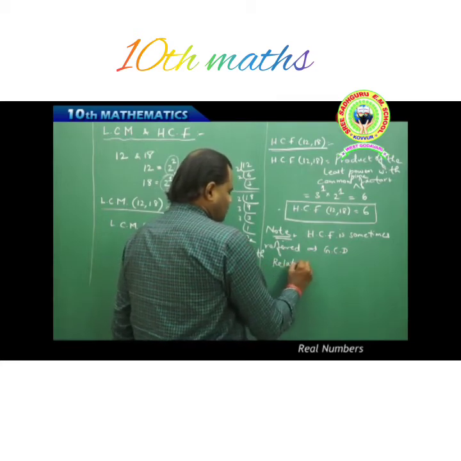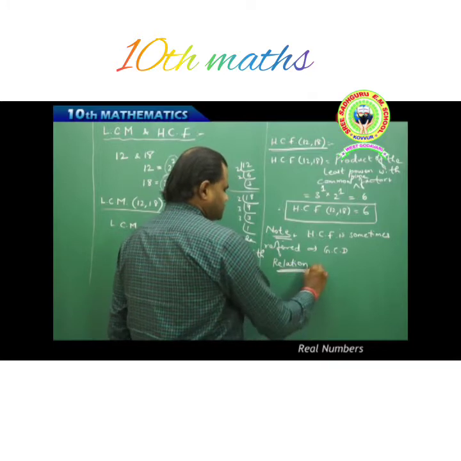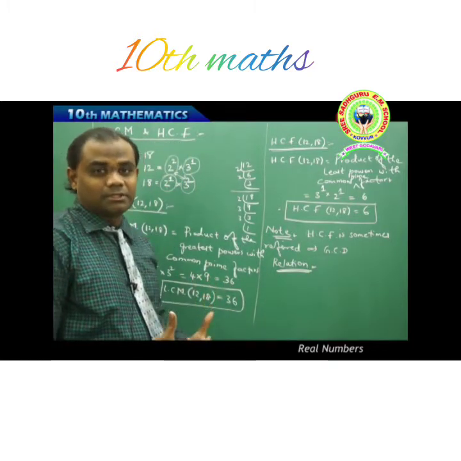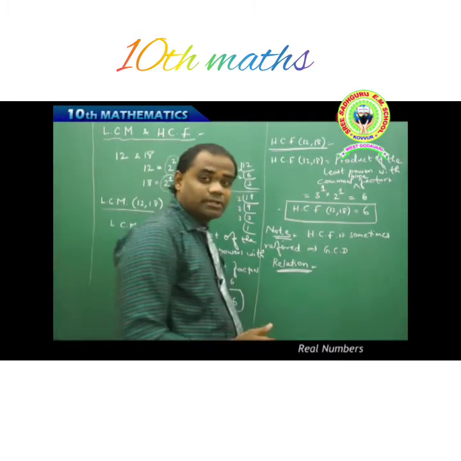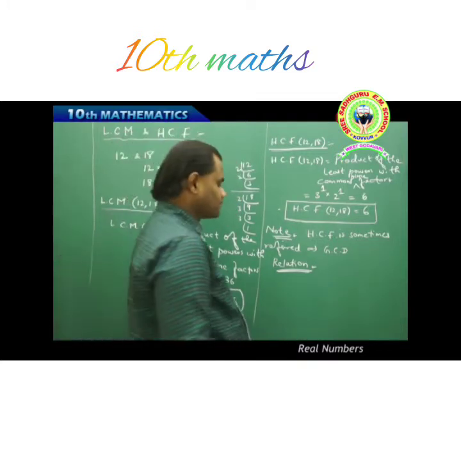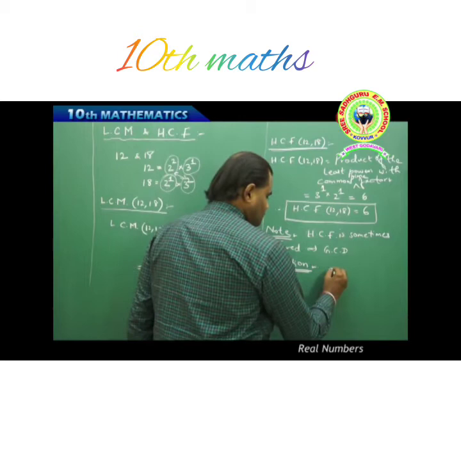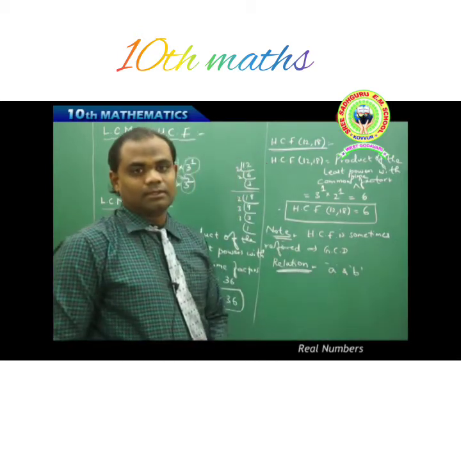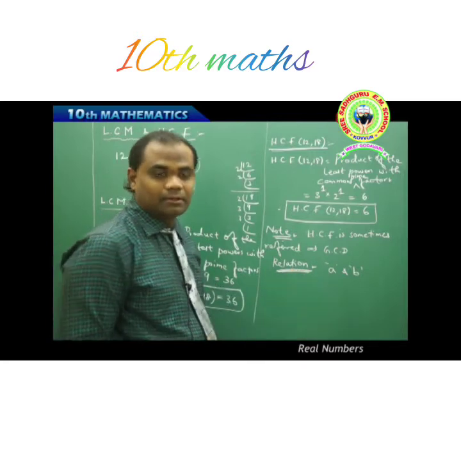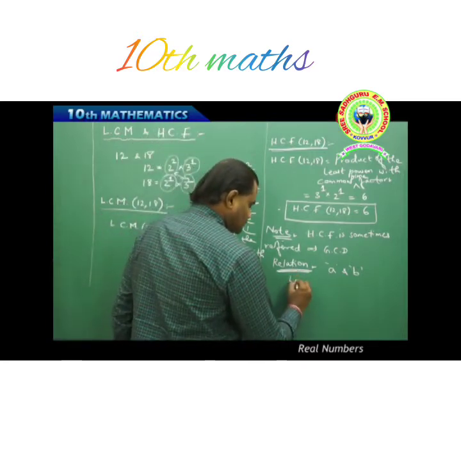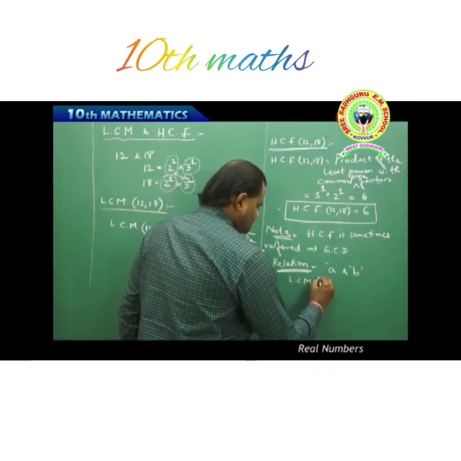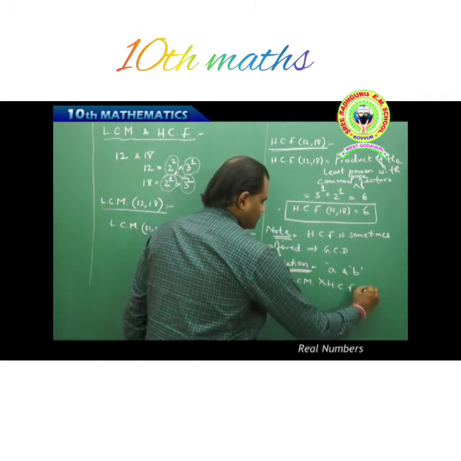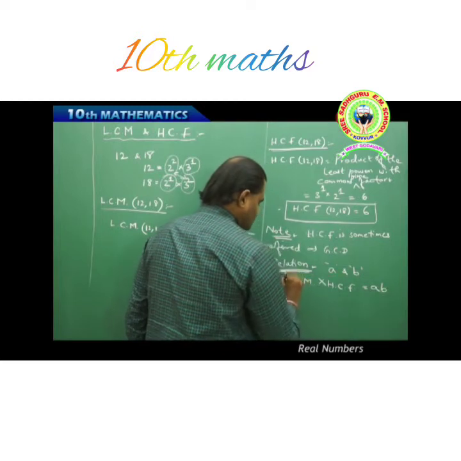One of the most important relations between LCM and HCF is that they are very much related through a mathematical equation. If I wanted to find the LCM and HCF of two numbers, say A and B, my numbers are A and B, then LCM into HCF is the product of the numbers.